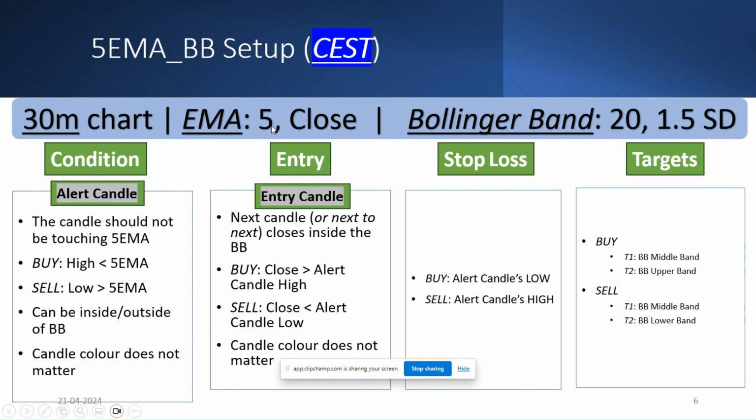The EMA value is 5 and based on close, Bollinger Band is 20 with 1.5 standard deviation. Now, in case of a positional, this 30 minutes will be 3 hours. So this is the setup, and we will be understanding this whole strategy in terms of a CEST.